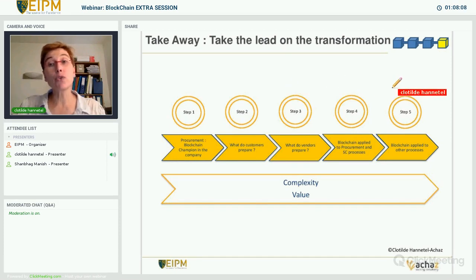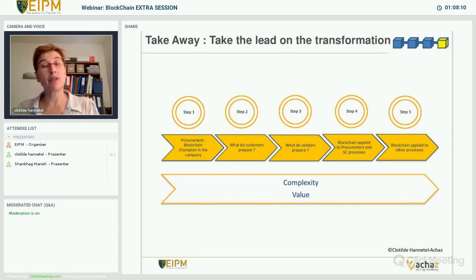And then the two steps that are the more complex but bringing the most value to the company, obviously, is to understand inside your own procurement and supply chain processes what would be the best use case where to implement the blockchain, and then do the same exercise but for the core business, so for the core of the business of your company.